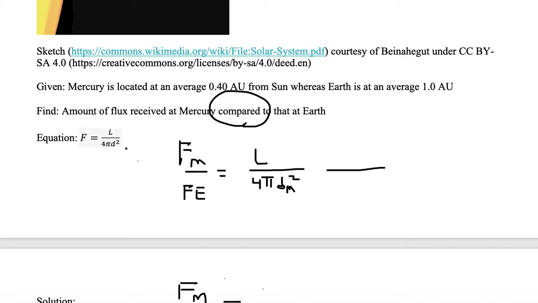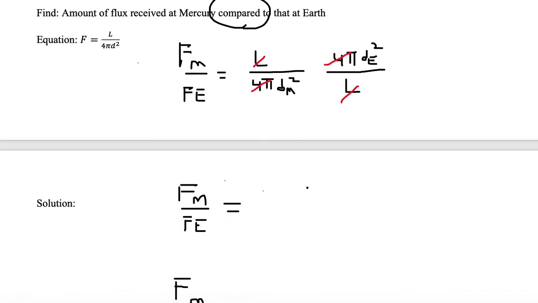We put the same equation in: the luminosity divided by 4 pi d squared. In this case, the distance is going to be the distance to the Earth. And then we're going to eliminate like values. So we're going to eliminate 4 pi and 4 pi, and we're going to eliminate L and L. And the only thing we're left with is the distance to Earth squared divided by the distance to Mercury squared.